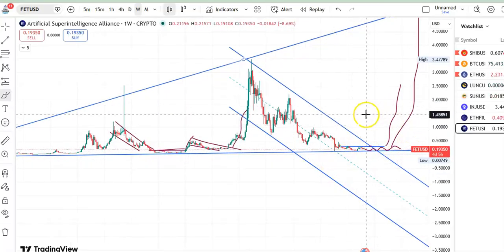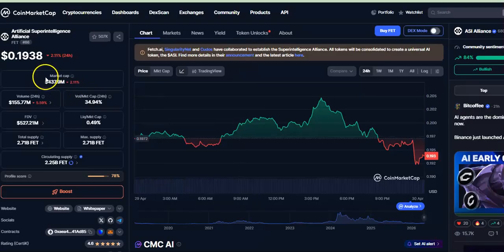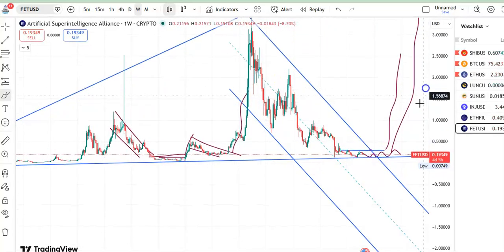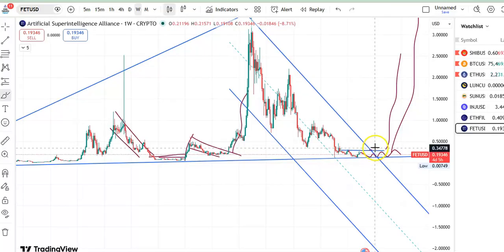Now we'll talk about other important details about this cryptocurrency. The current price is $0.1938, down by 2%. Rank is around 86. Around 507k users are following this cryptocurrency. Market cap is 437 million. Volume in 24 hours is 155 million. Total supply is 2.7 billion, and maximum supply is 2.7 billion. It is only 2% down in 24 hours. Here you can see candles are falling, and that is the reason the fall is happening. After the fall and breakout, again the candles may start moving in an upward direction.